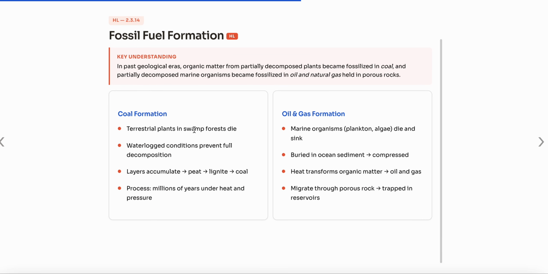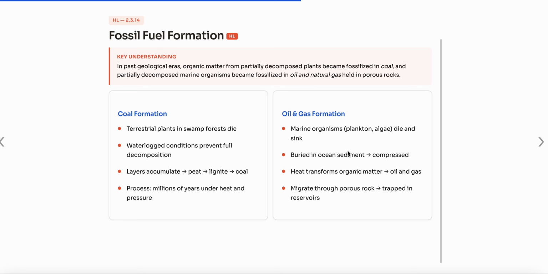How does coal formation occur? When terrestrial plants in swamp forests die, waterlogged conditions prevent full decomposition. Layers and layers get accumulated, peat formation occurs, and gradually the coal will form. It takes around millions of years under heat and pressure to form coal, and we are getting runoff from it. So it's very important that you control your fossil fuel usage.